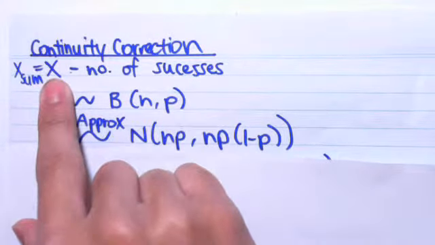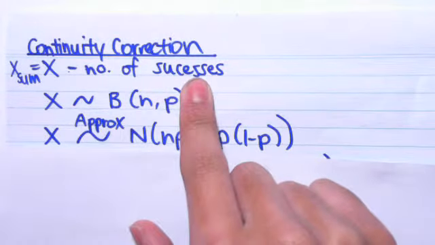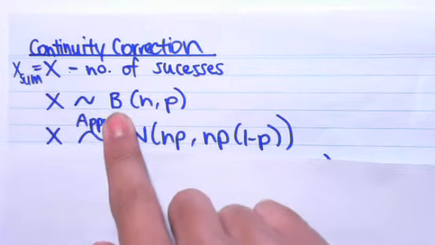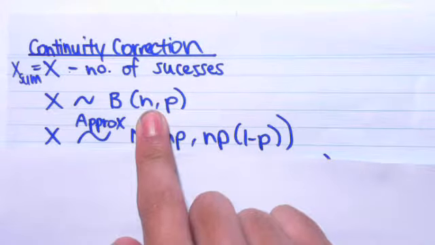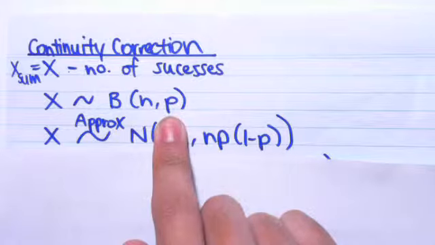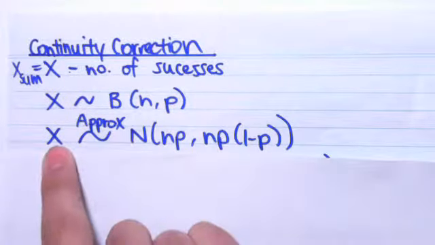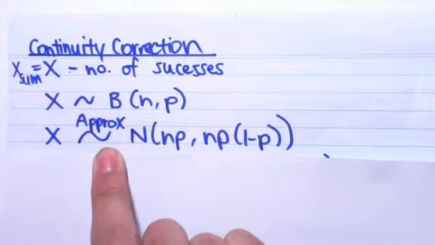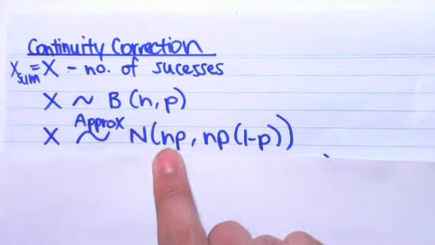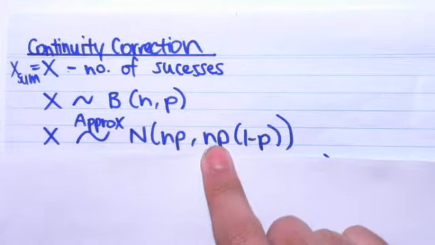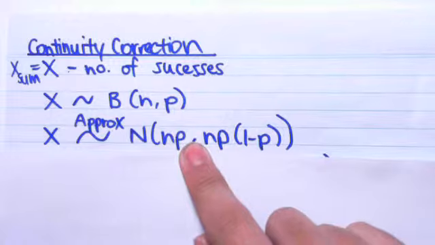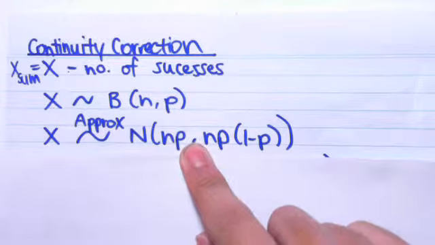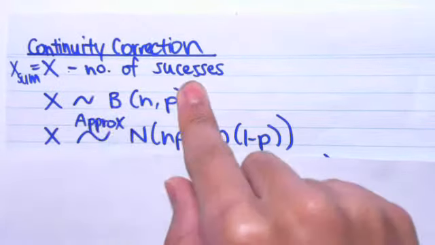And so we said that x denotes the number of successes that we are interested in, and that x belongs to a binomial distribution of n, p, where n denotes the number of trials that we have performed, and p denotes the probability of success. And so by the central limit theorem, x is approximately described by the normal distribution of a mean of n times p and a variance of n times p times 1 minus p. So this approximation here is true due to the central limit theorem. And remember, x denotes the number of successes.